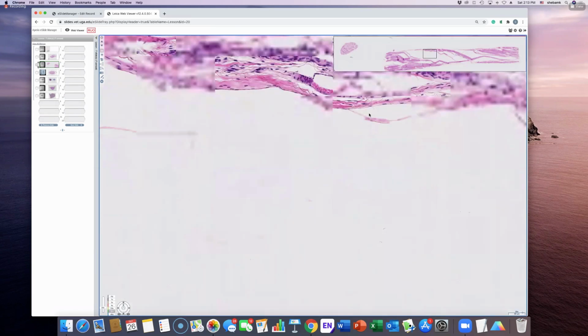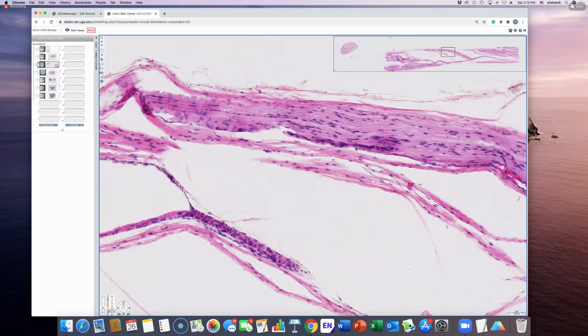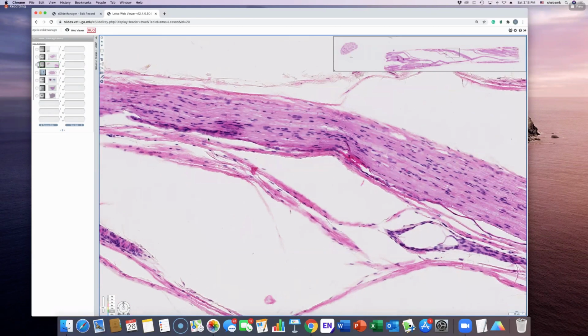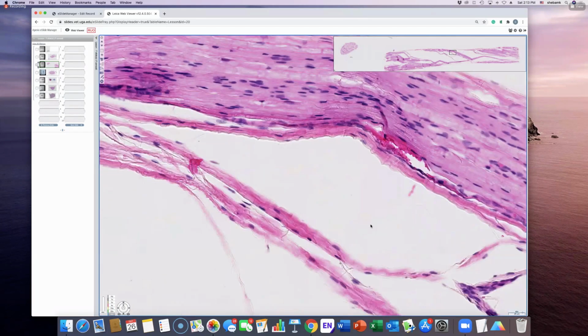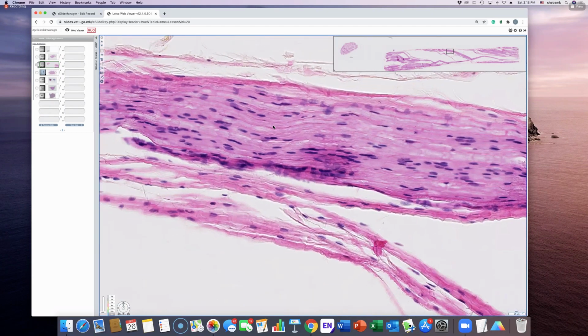So let's go closer to look at this. I'm trying to find the junction between two Schwann cells, like right there. There is one Schwann cell that is wrapping around the axon, another one starting off right there. What do you call that? This intersection.